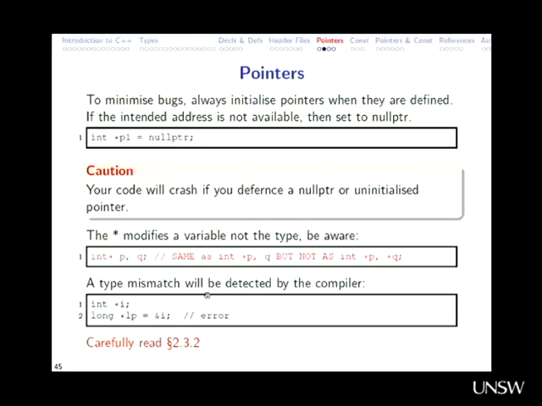But a type mismatch like this will be detected by the compiler. So if you have a pointer to an int I, and then you try to say a pointer to a long is equal to the address of I, this will get picked up as an error because that's a long and that's an int. Even though it's a long int, it's still a different type. So provided you've got the compile and warning flags on, that will get picked up.